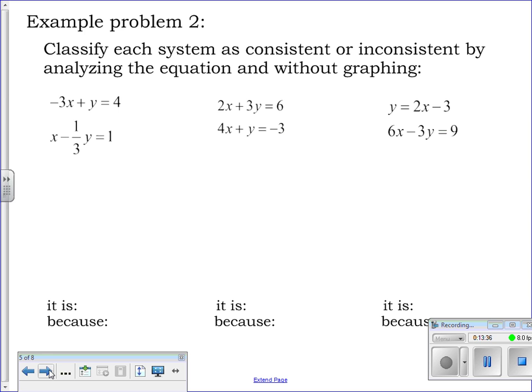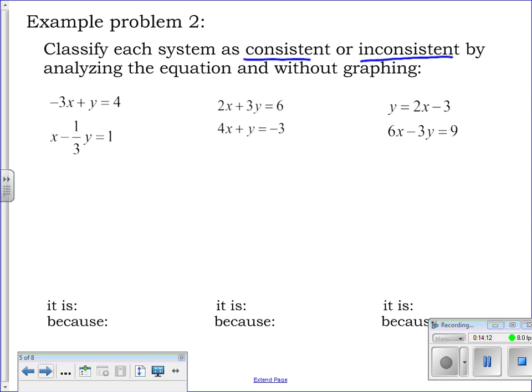Okay, so this one is a little different. You want to do the same thing, only you want to do it without graphing. Now, here's the easy way, because I'm only asked two things. I'm asked if it's consistent or inconsistent. First step, compare the slopes. It's the easy way to do this.